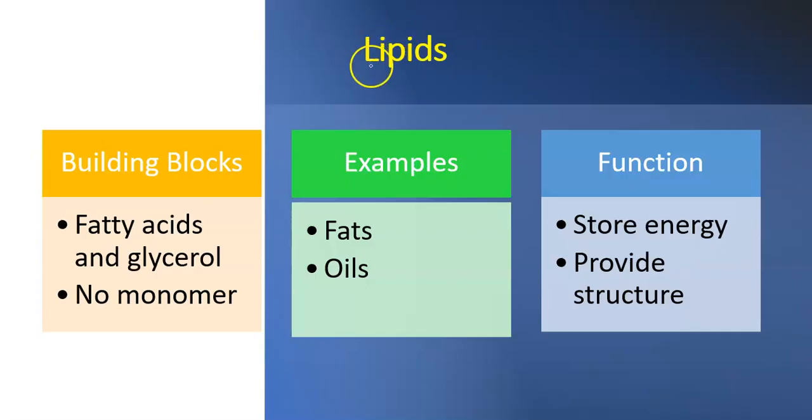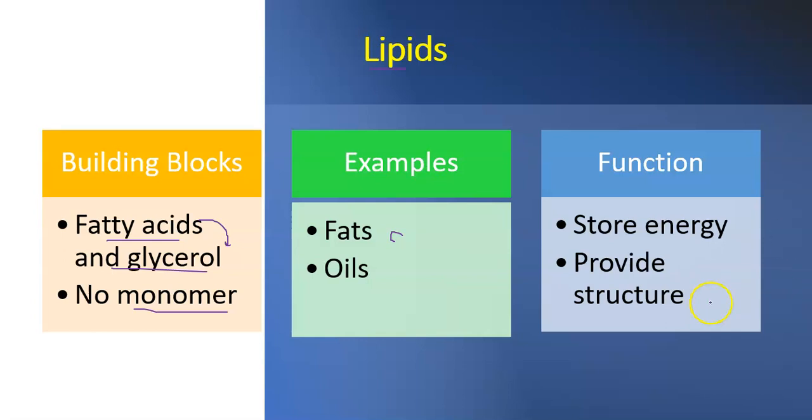Moving on to lipids. The building blocks of lipids are fatty acids and glycerol. There is no monomer because these are 2 different units that build up lipids, so there is no monomer of lipids. Some examples of lipids are fats and oils. These fall into like butter, right? The oil that you use when you're cooking.